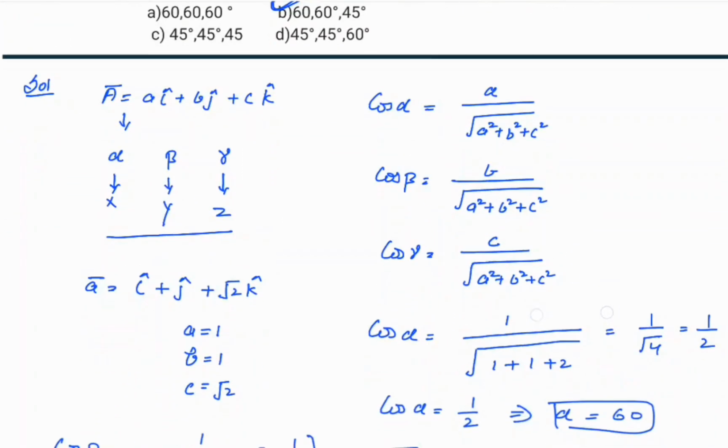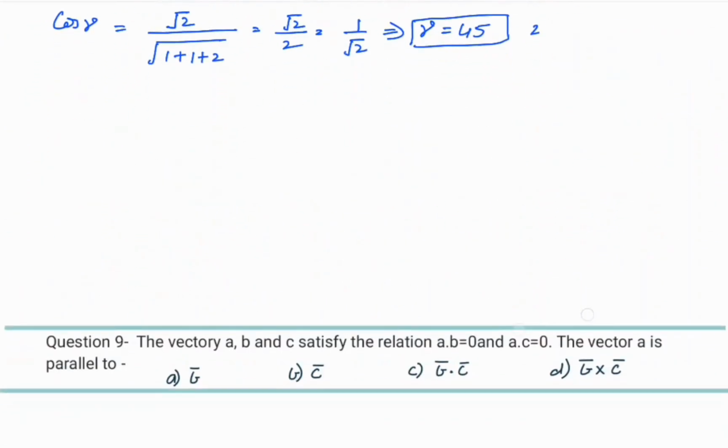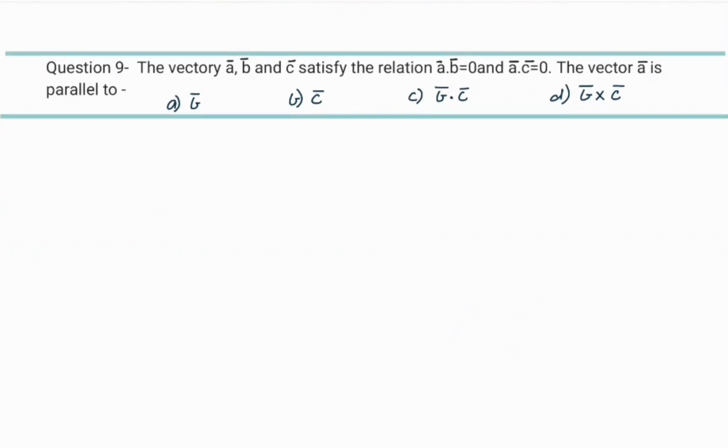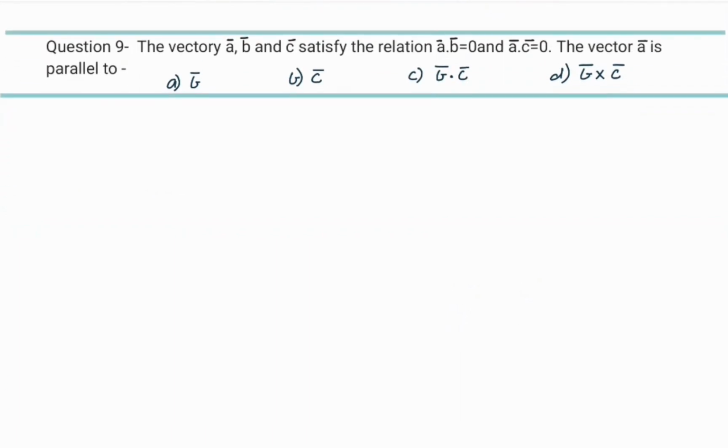Okay, now move to the next question. Question number 9. Just read question number 9. Here, the vectors A, B and C satisfy the relation vector A dot vector B is equal to 0 and vector A dot vector C is equal to 0.